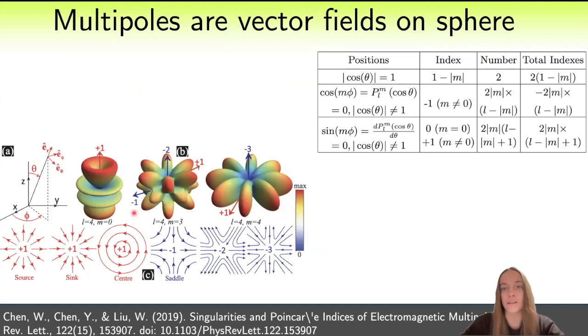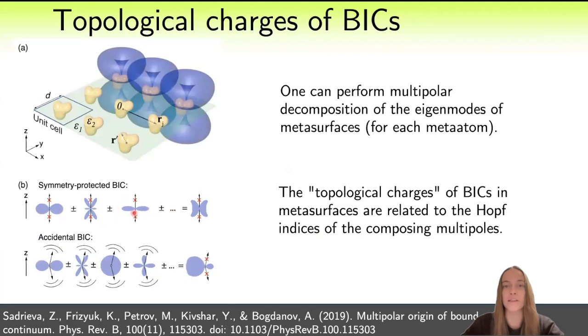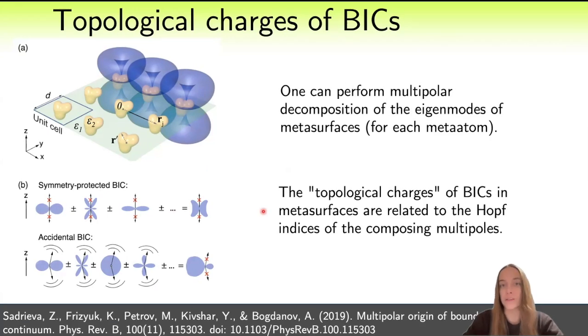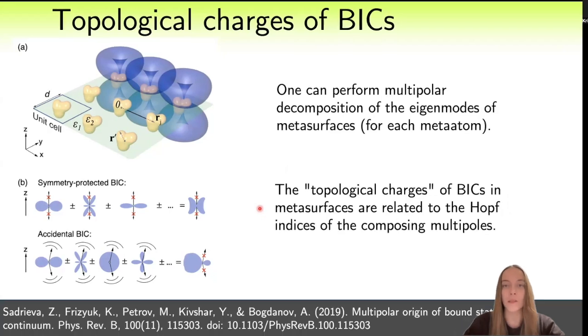This may be interesting in the context of topological charges of bound states in the continuum in metasurfaces. For any eigenmode in a metasurface, one can write a multipole decomposition. It is done for the currents of individual meta-atoms and describes how a meta-atom with such currents would radiate if it were alone. But the topological charge of the bound state in the continuum can only be one of the topological charges or Hopf indices of the multipoles of which this eigenmode consists. More precisely, it equals the index of zero on the z-axis of the dominant multipole.